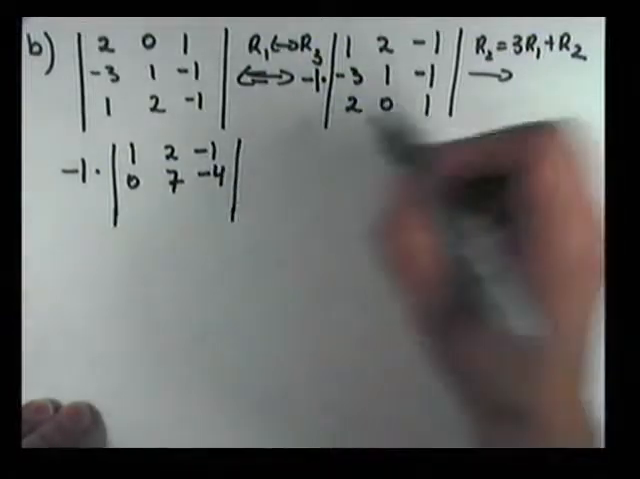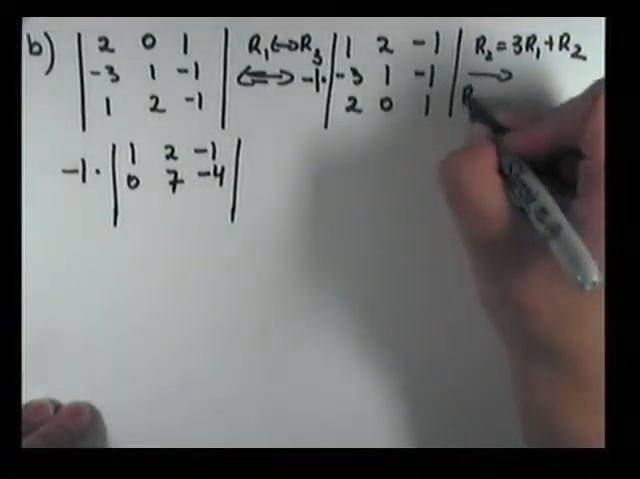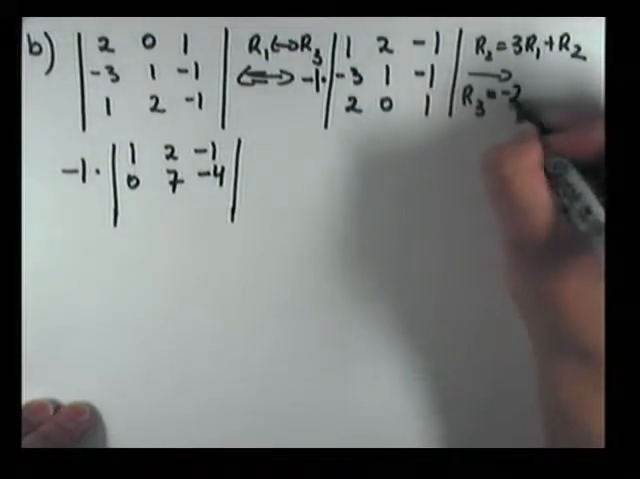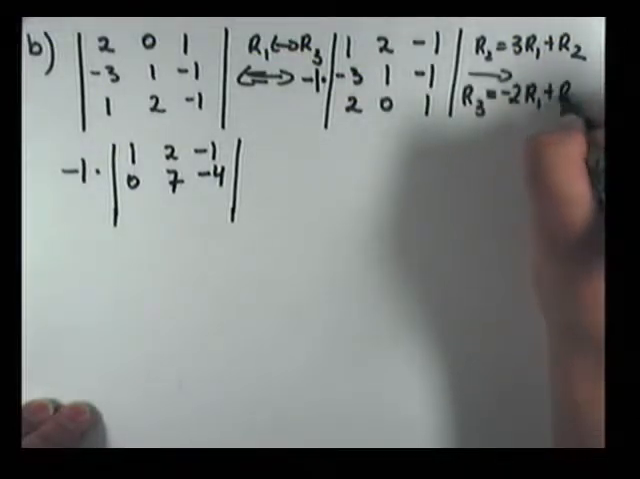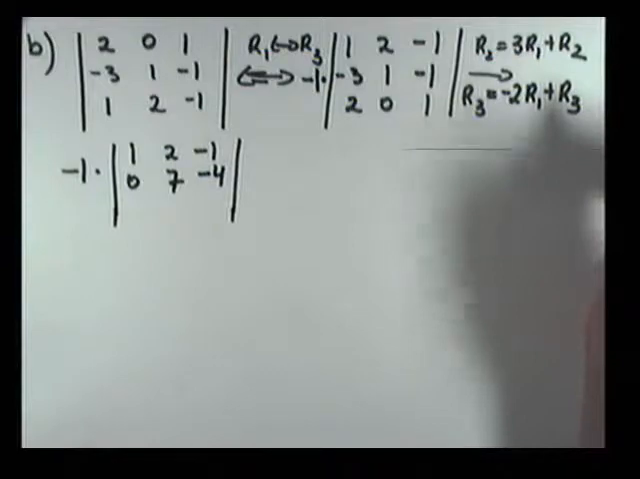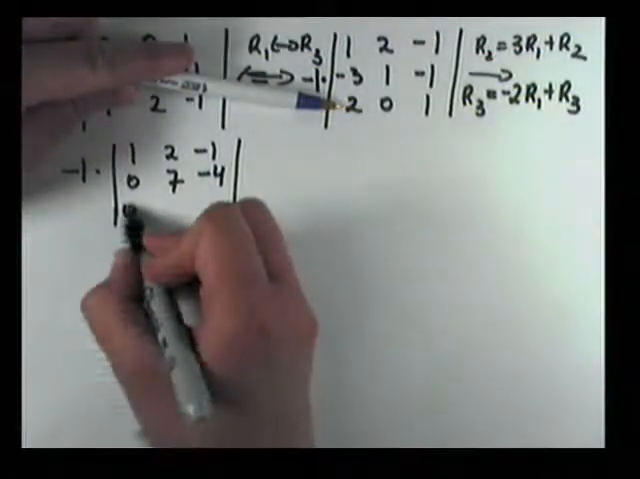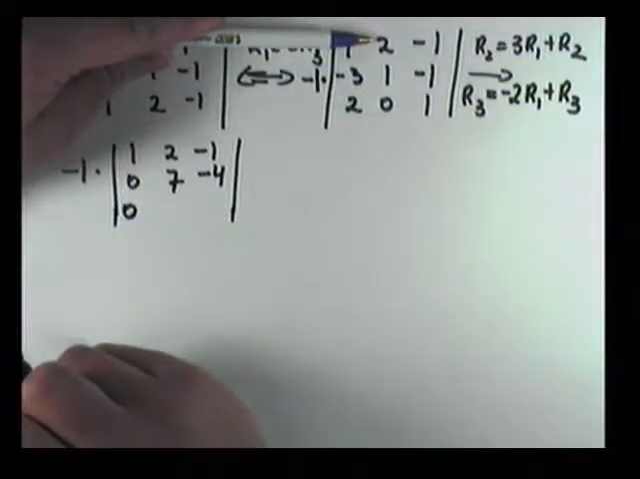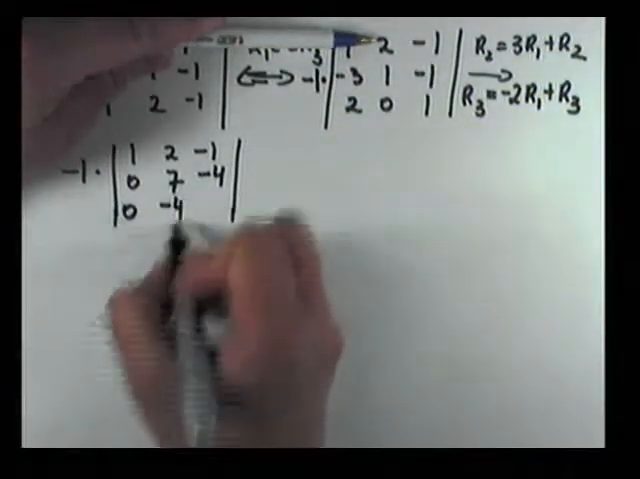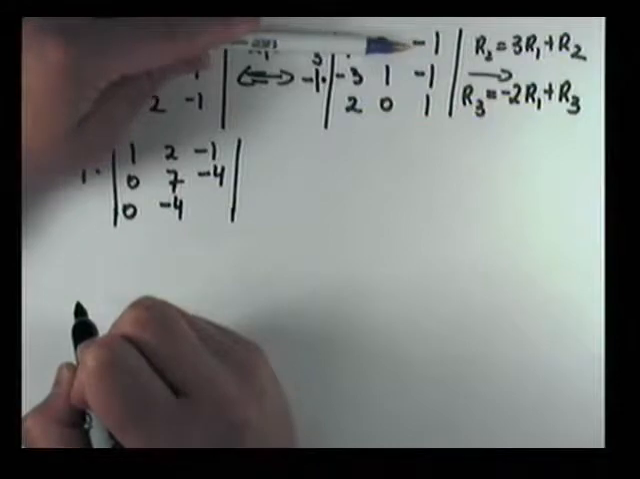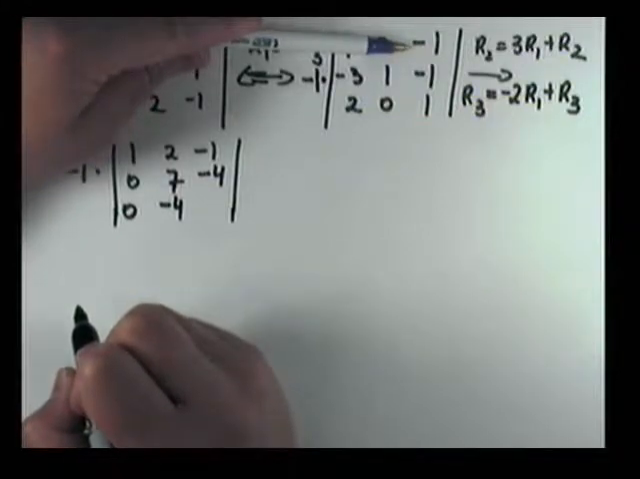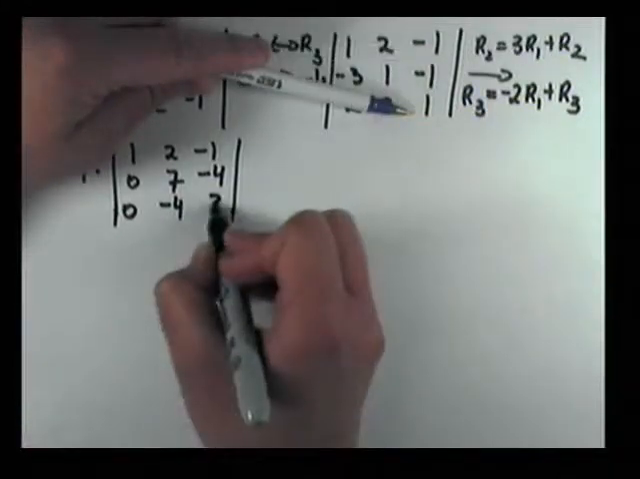Okay, and now we would like to make 0 to here, so row 3 is equal to minus 2 row 1 plus row 3. So what we have: minus 2 plus 2 is 0. Minus 2 times 2 is minus 4. And then we have minus 2 times minus 1 is 2, plus 1 is 3.